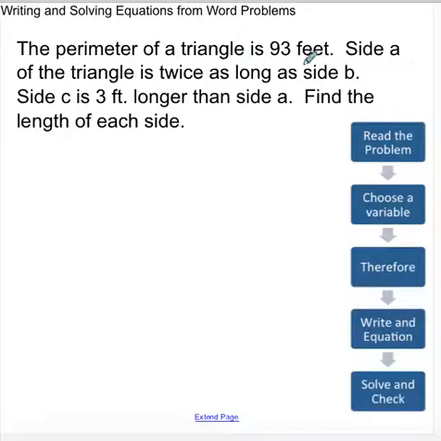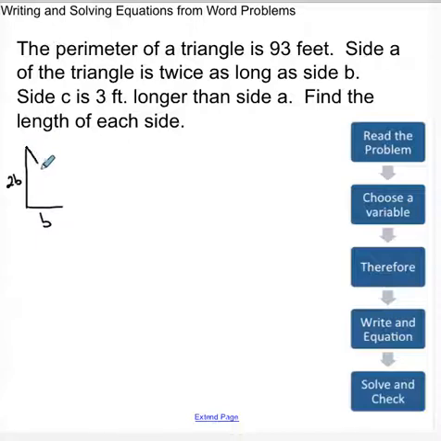So the perimeter of a triangle is 93 feet. The perimeter means that I'm adding up the sides. Side A of the triangle is twice as long as side B. So let's think about this. I've got side A, got side B. Side A is twice as long as side B. So this is twice as long as side B. This is side B. It's about twice as long.